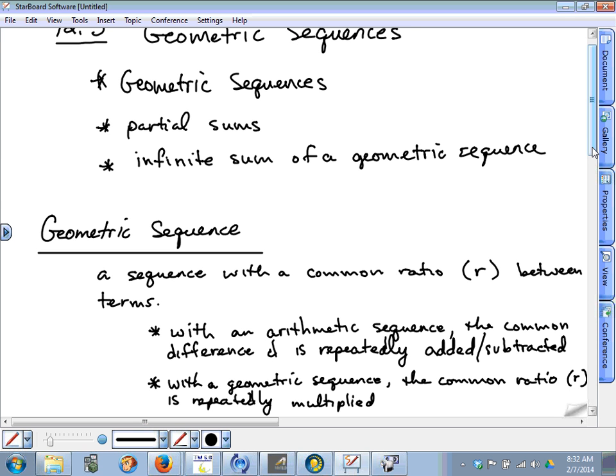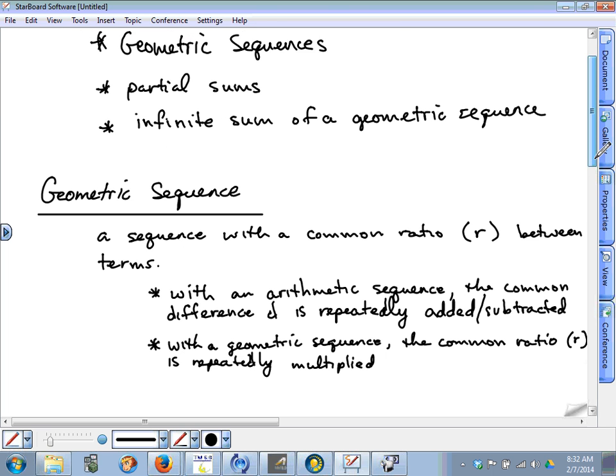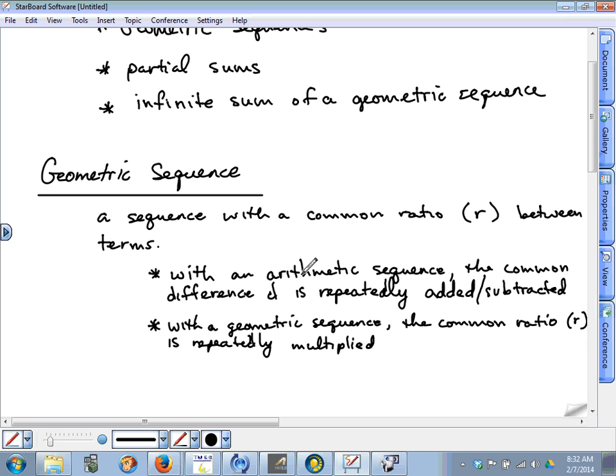So there might be a difference of 2 between one term, but then a difference of 4 between the next term, and a difference of 8 between the next term. So the rate of growth gets faster and faster and faster. What type of function have we seen where the rate of growth continues to get faster and faster? Exponential. Geometric sequences are modeled using an exponential type function. Very good. What did we use to model arithmetic? Linear. Okay, with arithmetic, we modeled it using a linear type function.